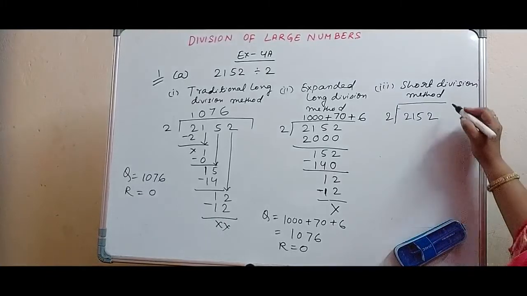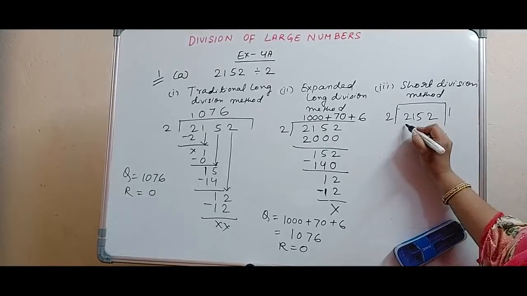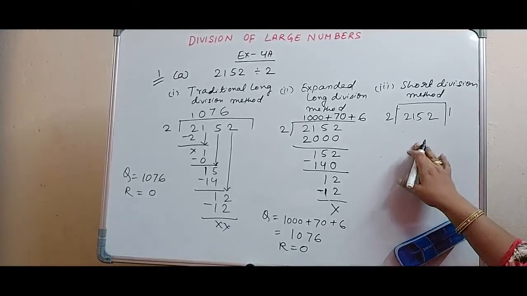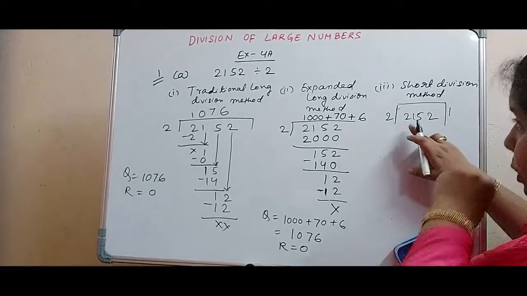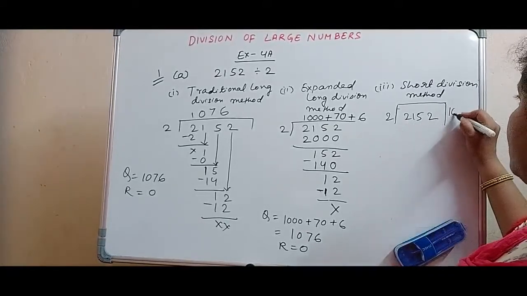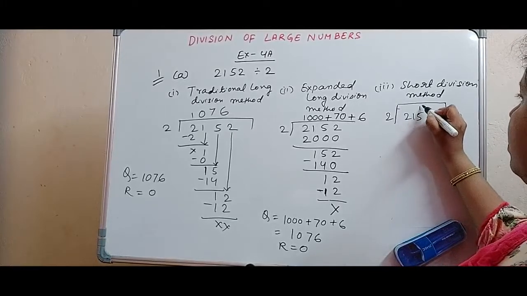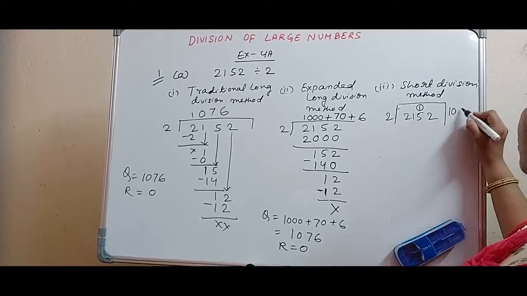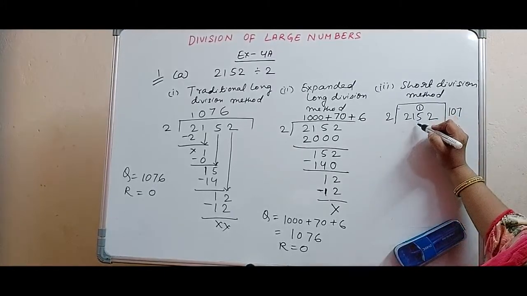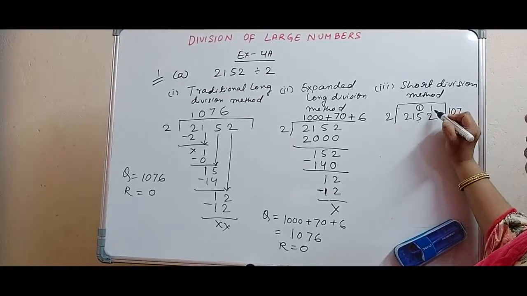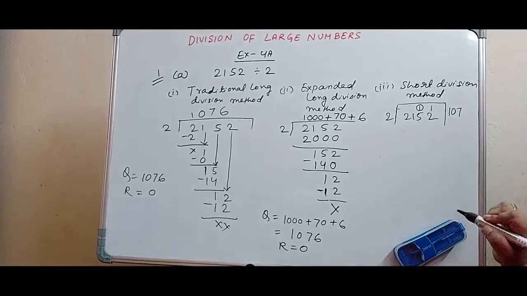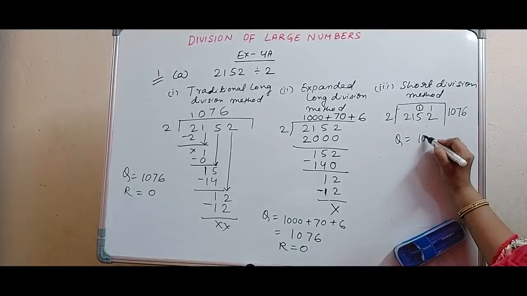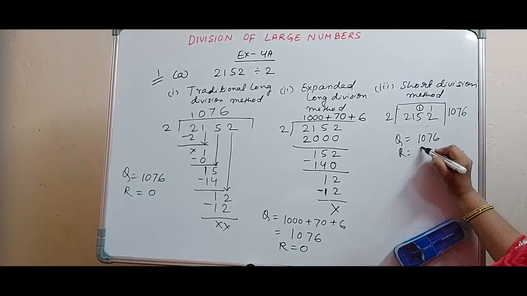Okay, so what we are going to do, 2 ones are 2, but you will not write 2 here because you are not going to show subtraction in this. Mentally you are going to do 2 ones are 2, you will not get anything to carry here. So 2 zeros are 0, 1 is carried to third place, that is along with 5, so it becomes 15. So 2 sevens are 14, and 15 minus 14 is again 1, so 1 is carried to the next place, so it becomes 12 here. So 2 sixes are 12, so completely divisible it is. So quotient equal to 1076 and remainder equal to 0.